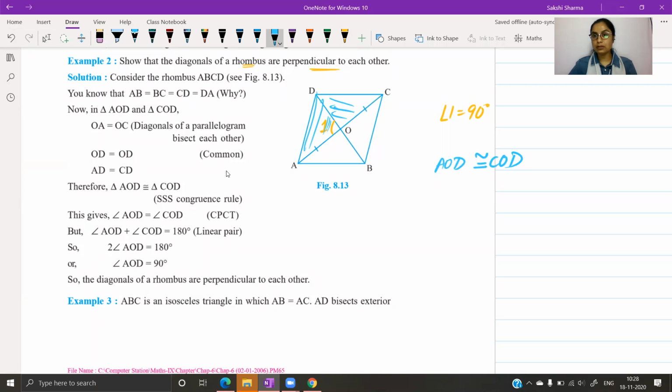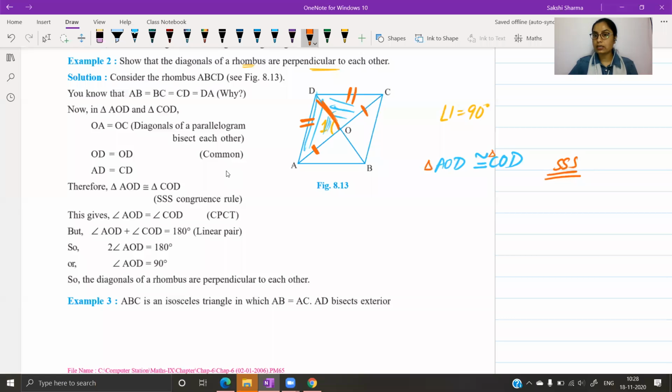This one's simple because it's a rhombus. All 4 sides are equal. AD will be equal to CD. You have a common side OD. And since it's a parallelogram, the diagonals bisect each other. Therefore, AO will be equal to CO. So these 2 triangles are congruent by SSS rule.